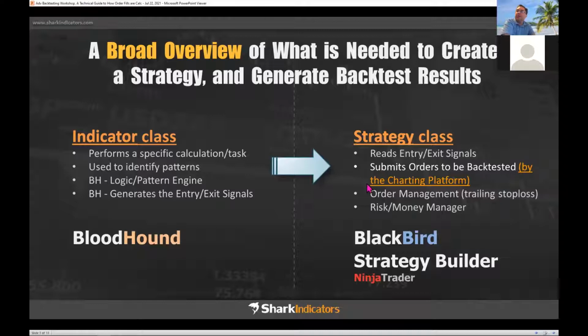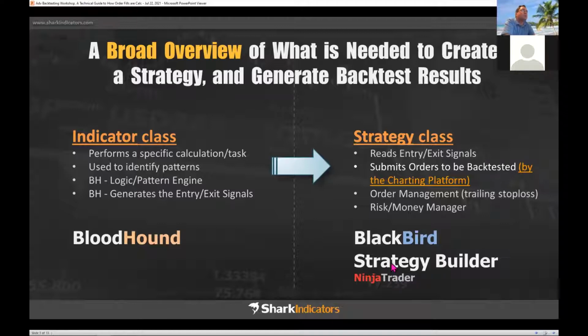And as mentioned earlier, nowadays there are ways to create a strategy without having to learn to program. One of them is Blackbird. And I'm sure there are probably some other point-and-click options out there as well, but also NinjaTrader has a built-in strategy builder. And I don't know of any other charting platforms that have something like a strategy builder.